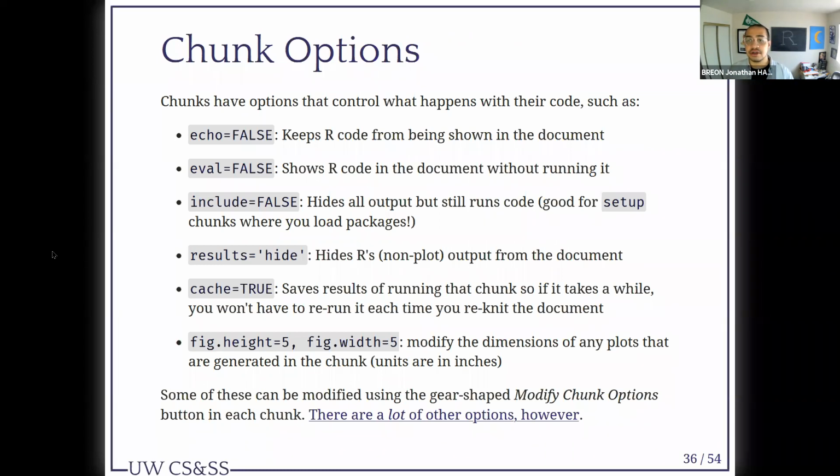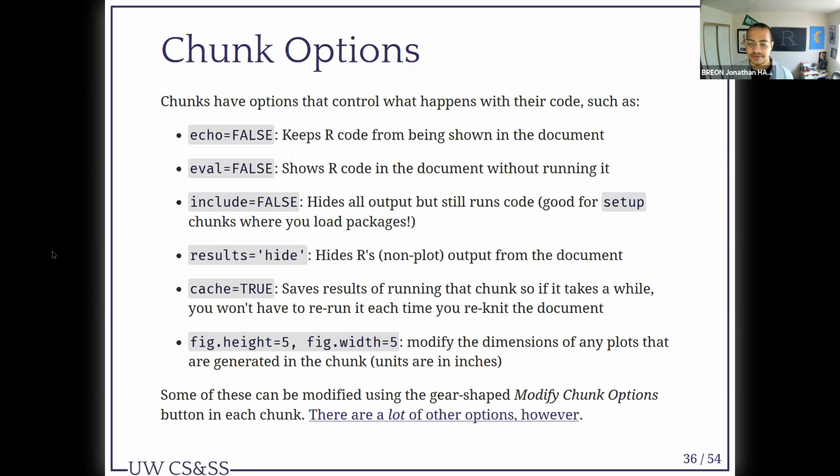A few of our chunk options. Chunks have options that control what happens with their code, such as echo equals false, which keeps our code from being shown in the final report that R Markdown creates. There's eval equals false, which shows our code in the document, but it doesn't run the contents of the R code.